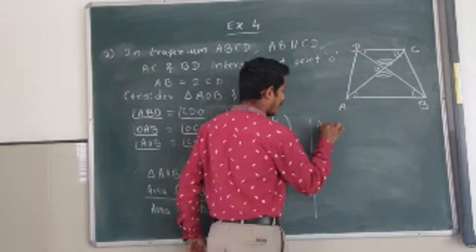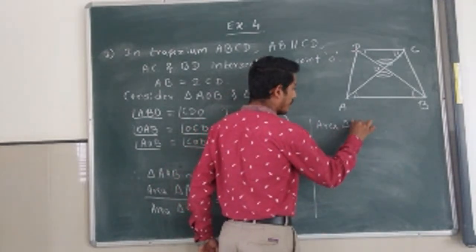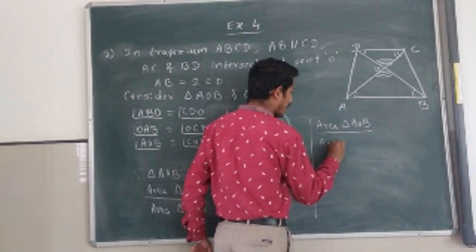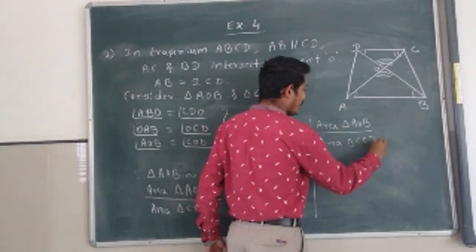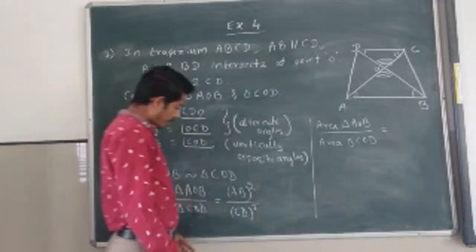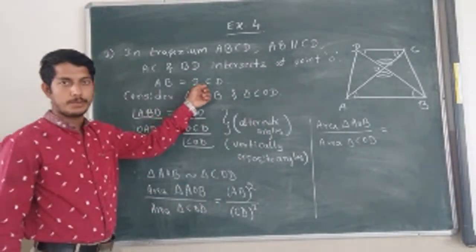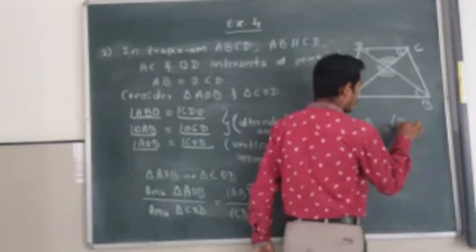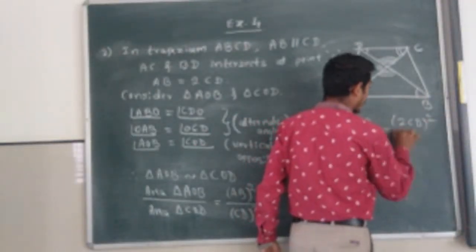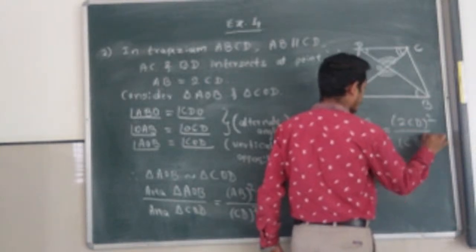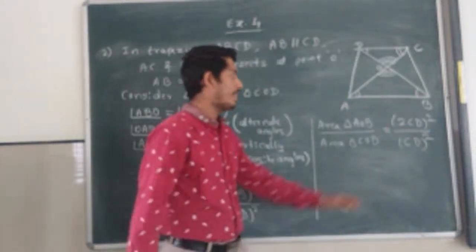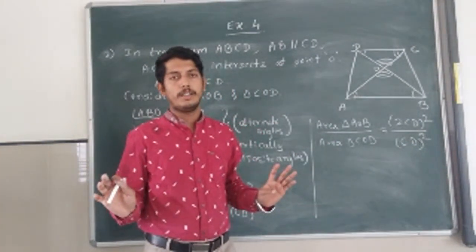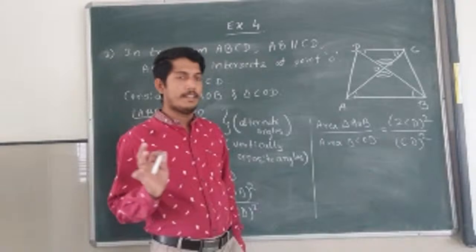So, area of triangle AOB divided by area of triangle COD is equal to AB squared over CD squared. AB is given as 2 times CD. So it is (2 times CD) whole squared divided by CD squared. Don't cancel the CD and CD yet. First we have to square, and only after that can we cancel the terms.